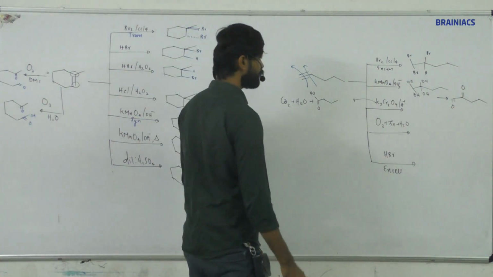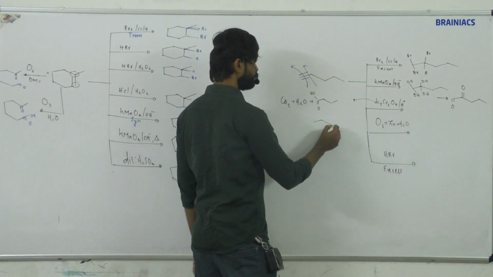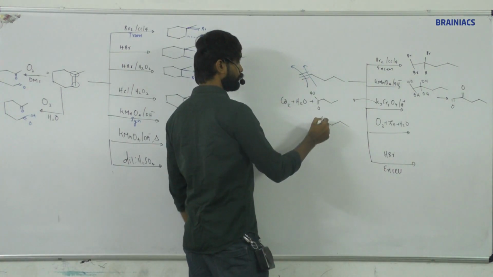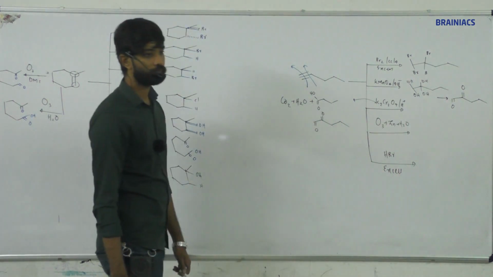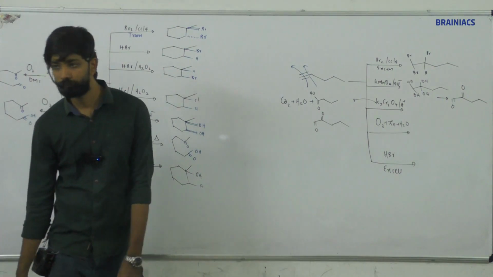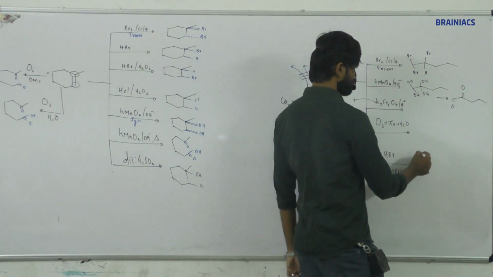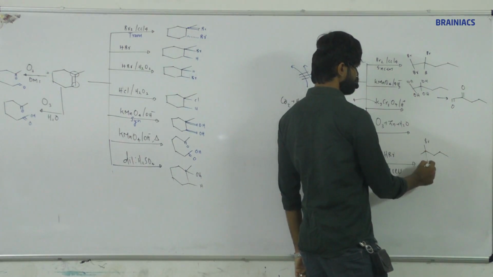The next is reductive ozonolysis. What happens? You cleave the 2 bonds and supply the oxygens. Ready. Reductive ozonolysis. The next is HBr excess. Repeated Markovnikov addition to form geminal dihalide.